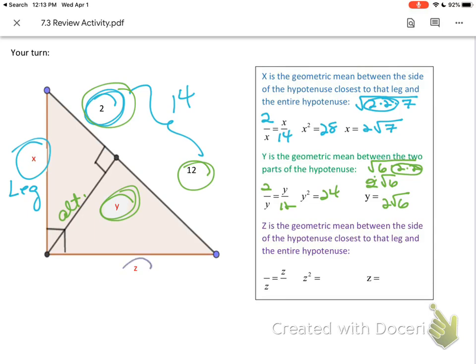Turning now to the last piece of it, we have another leg. So z is a leg, and z is the geometric mean between the piece of the hypotenuse closest to the z and the entire hypotenuse.